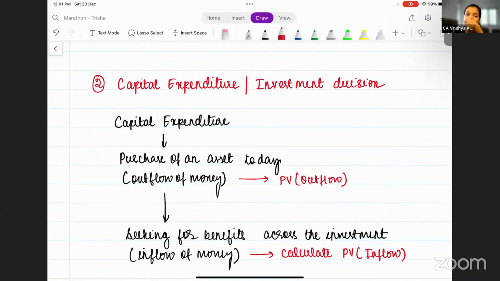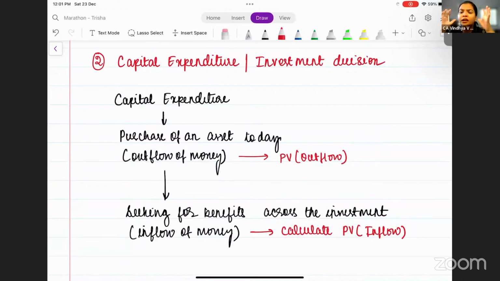Next one is capital expenditure. Now, what is this capital expenditure? Capital expenditure, or investment decisions. For any business opportunity, or for a company to purchase an asset or to invest in any business, they have to do some analysis. When you want to spend something, you have to analyze whether it is giving you the benefits out of it. Now, let's say there's a capital expenditure that needs to be made, that is, there is a machine that needs to be purchased.